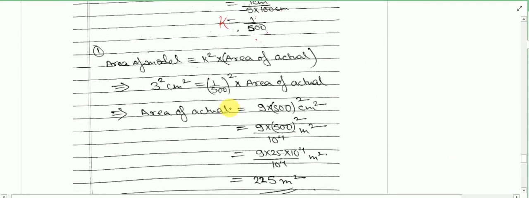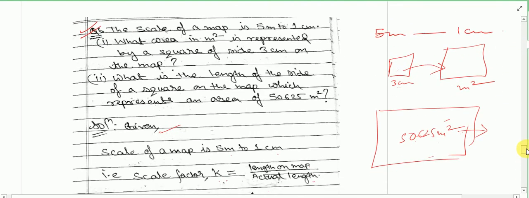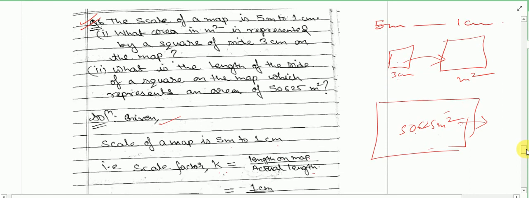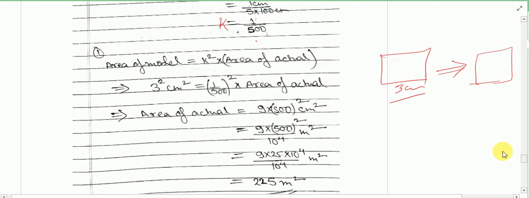Now the first question. In the first question they were saying that if on map the side of a square is 3 centimeter, then what would be its actual area. So we know that area of model is equal to K square into area of actual.